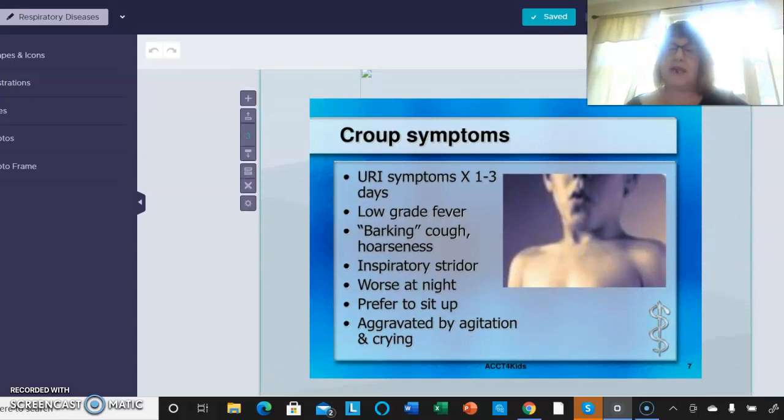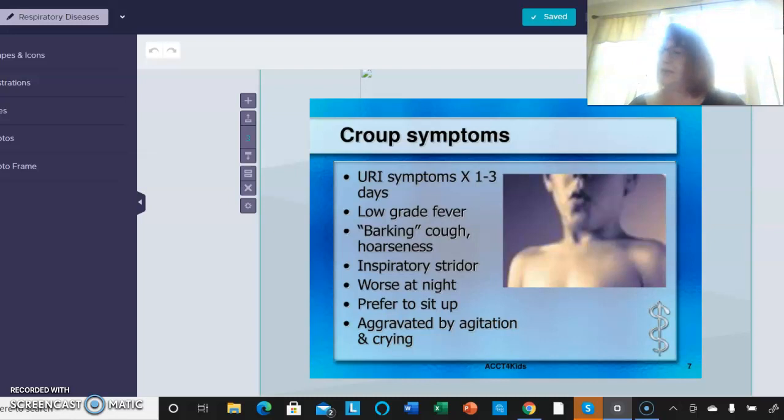Some symptoms that the child with croup experiences are upper respiratory symptoms for 1 to 3 days, low-grade fever, barking cough, hoarseness, and inspiratory stridor that's worse at night. Children prefer to sit up because it's easier to breathe, and symptoms are aggravated by agitation and crying. If symptoms last longer than 3 to 5 days, the parent is usually instructed to seek the pediatrician.